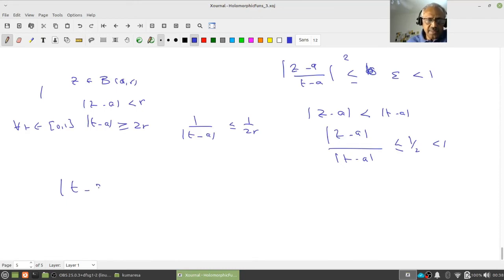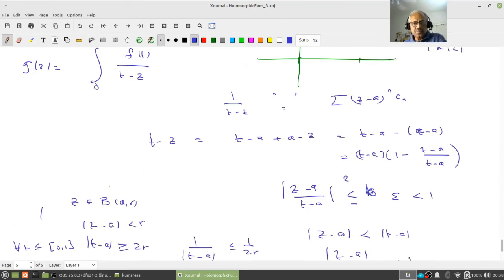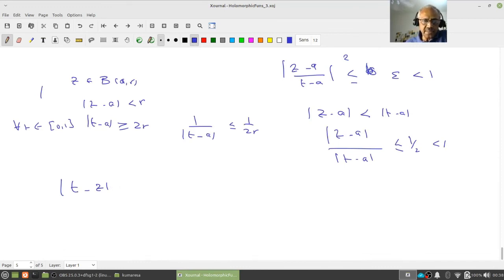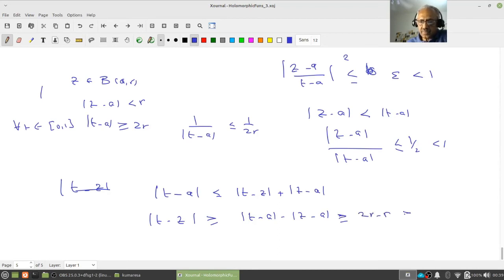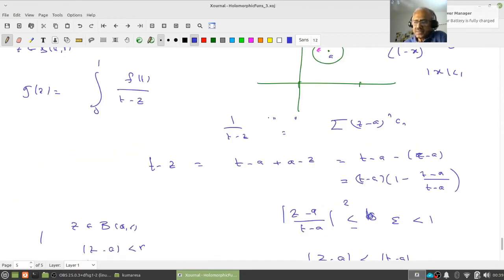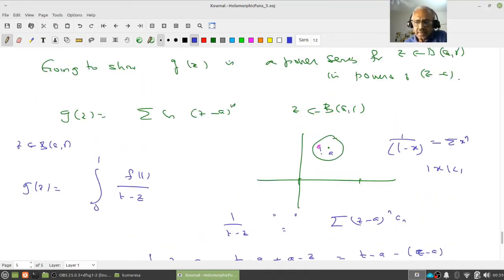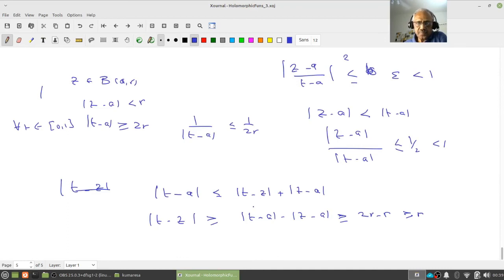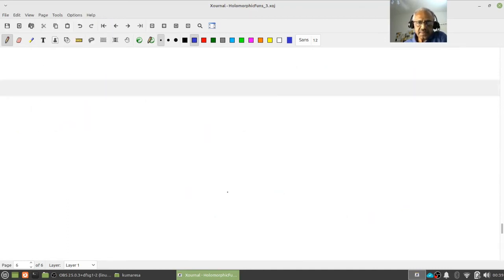So let us look at mod t minus z. I want to say it is bounded below, right? Let us see, mod t minus a is less than or equal to mod t minus z plus mod z minus a, right? Therefore, mod t minus z is greater than or equal to mod t minus a minus mod z minus a, which is greater than or equal to 2r minus r, which is greater than or equal to r. So the distance between z and any t will be greater than or equal to r. That's all you have proved. Clear? Okay. So let us go back.